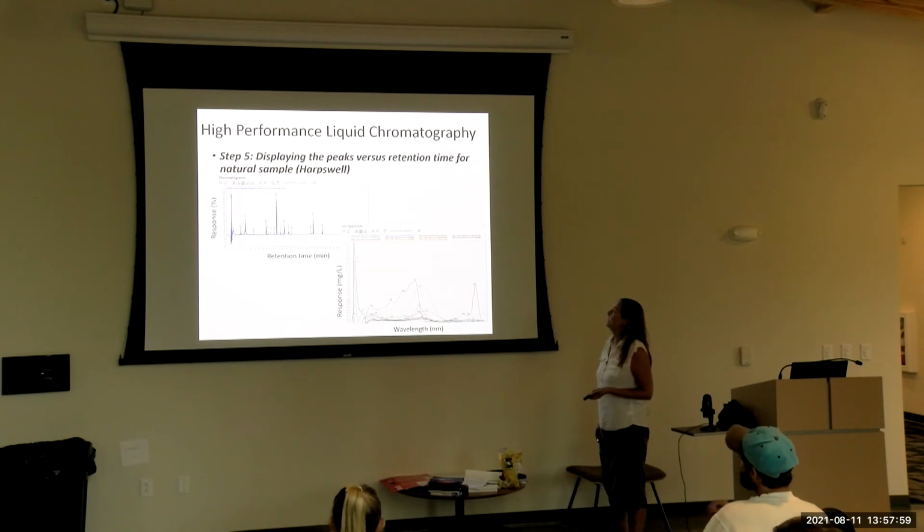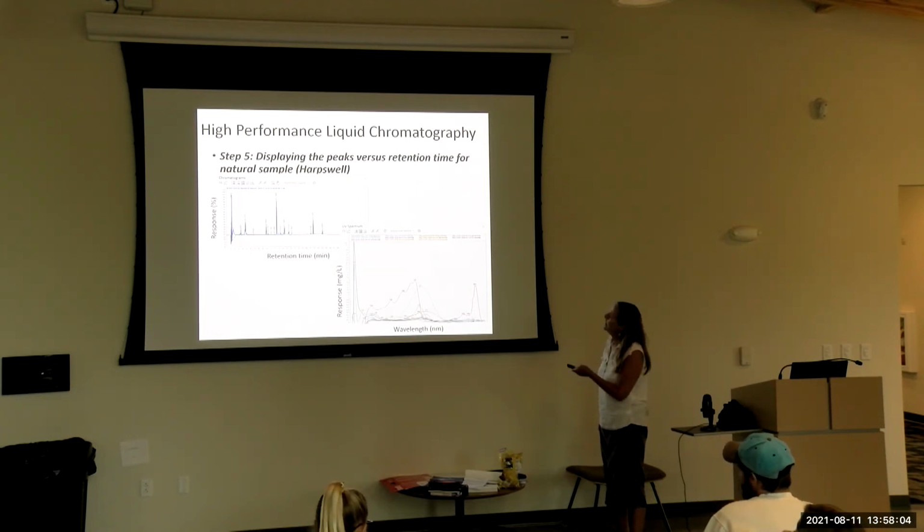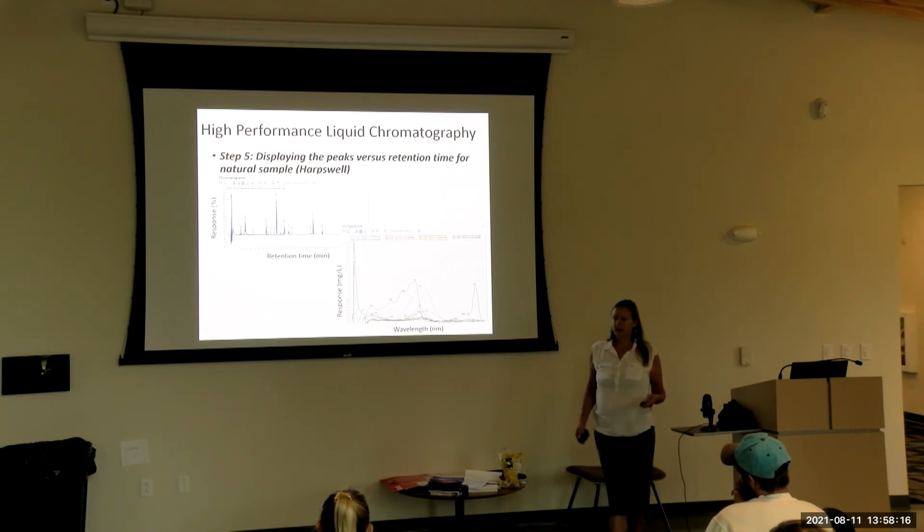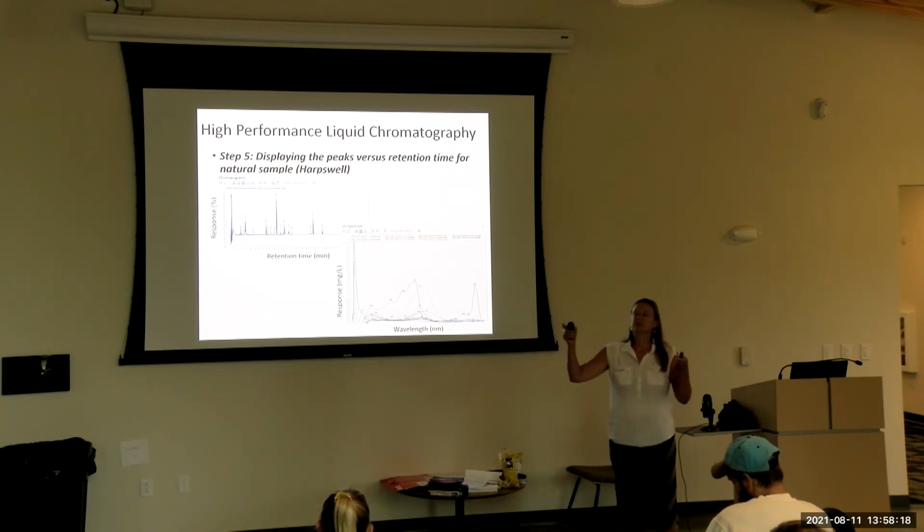This is from a sample that my students collected in Hartswell 2 years ago now. And you can see that there's a variety of different compounds coming out at different times. And those are each associated with an absorption spectrum. And so we can go back and identify like who was this and who was this. And so from that, that's how you get the pigment concentration for each sample.